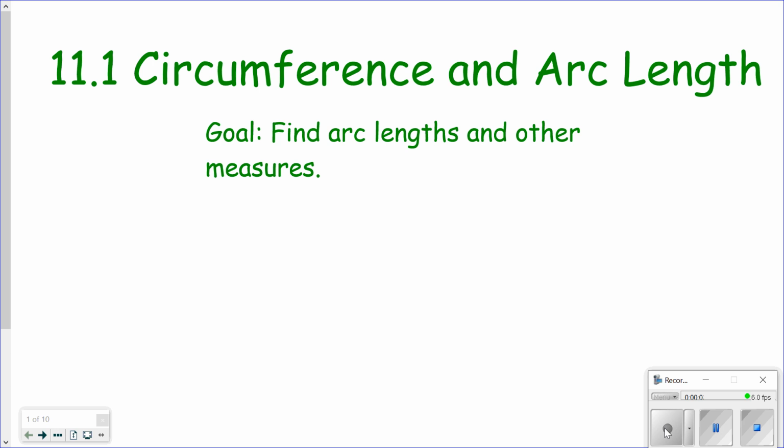Hi everyone, today we're going to start 11.1, which is circumference and arc length. And our goal is to find the lengths, arc lengths, and other measures.